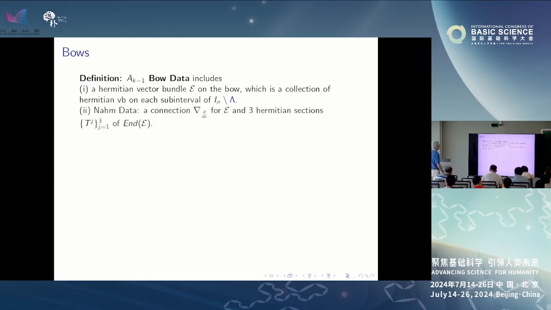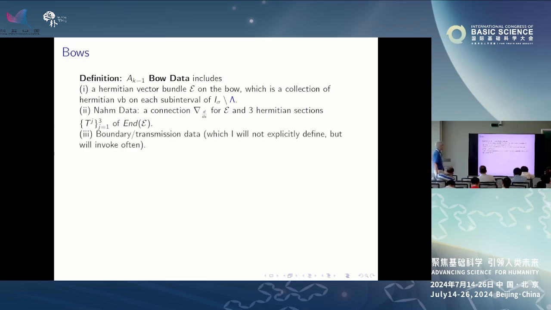So in addition to the bundles, I have Nahm data. And so that's going to be a connection for these bundles. And then, as usual, if you've played with Yang-Mills, when you go to lower dimensions, you have some residual data from connections when you've done some reduction. So I'm going to have 3 Hermitian sections, T1 through T3, of the endomorphism bundle of E. And you should think of these as sort of ghost connections.